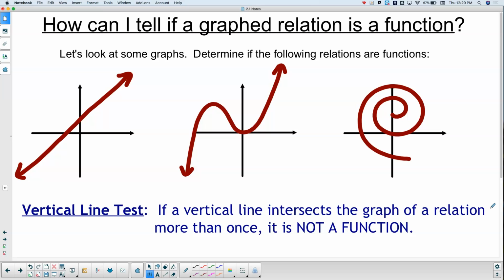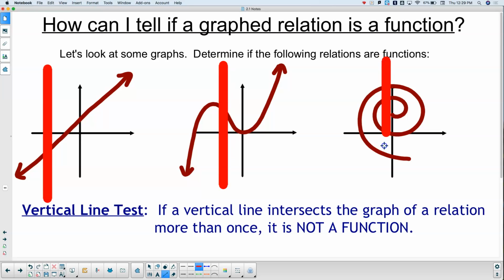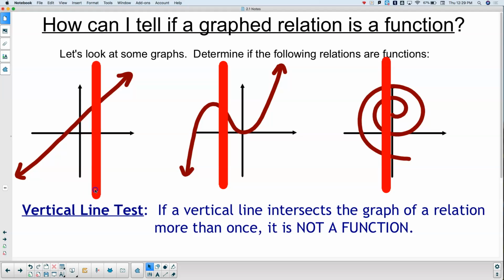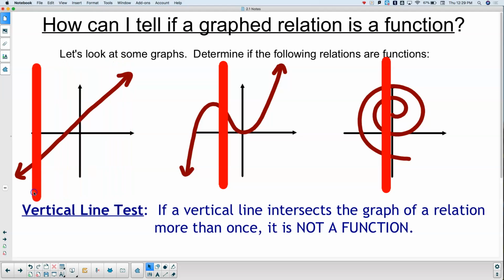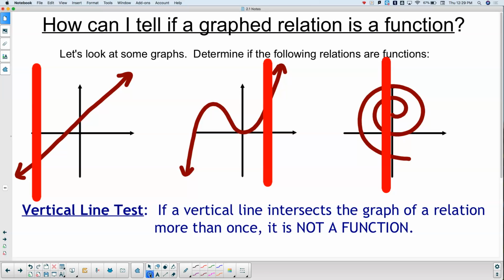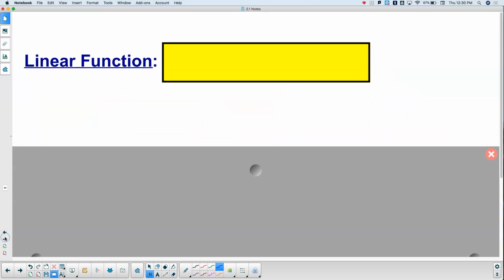So here, let me put a vertical line on here. There's my vertical line for my vertical line test. As I slide this across the graph, it's only ever touching the line at one point. Here, as I slide this across the curve, it's only ever touching it at one point. That one I don't even have to do because right away I see that it touches there, there, there, and there. So it touches at 4 spots. You can only touch once if it's a function.